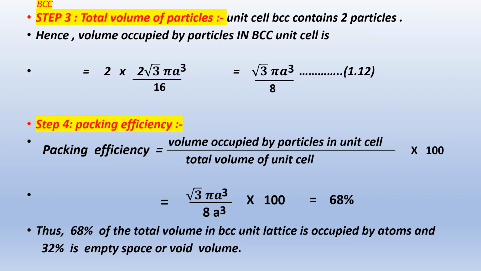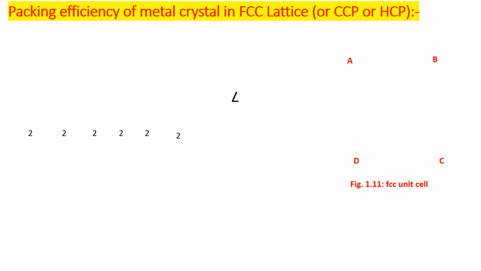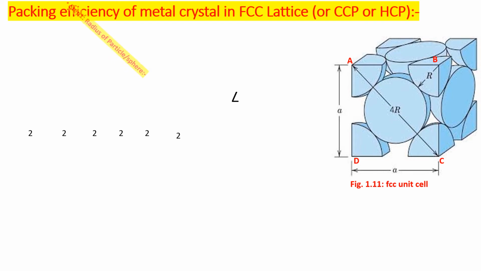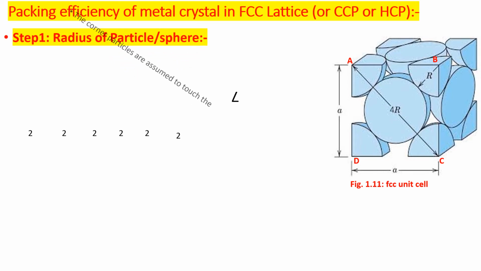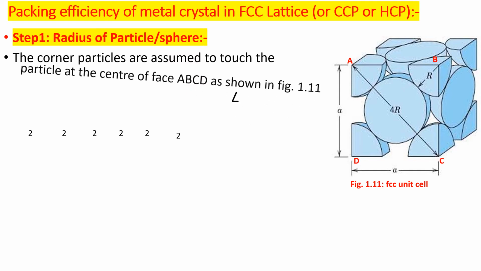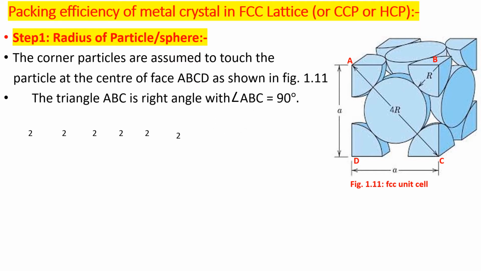Next part, the packing efficiency of metal crystal in FCC lattice, or CCP or HCP. The third type. Here also first you have to calculate the radius of the particles. The corner particles are assumed to touch the particles at the center of the face. In the figure, consider the simple triangle A, B, C and D as shown.